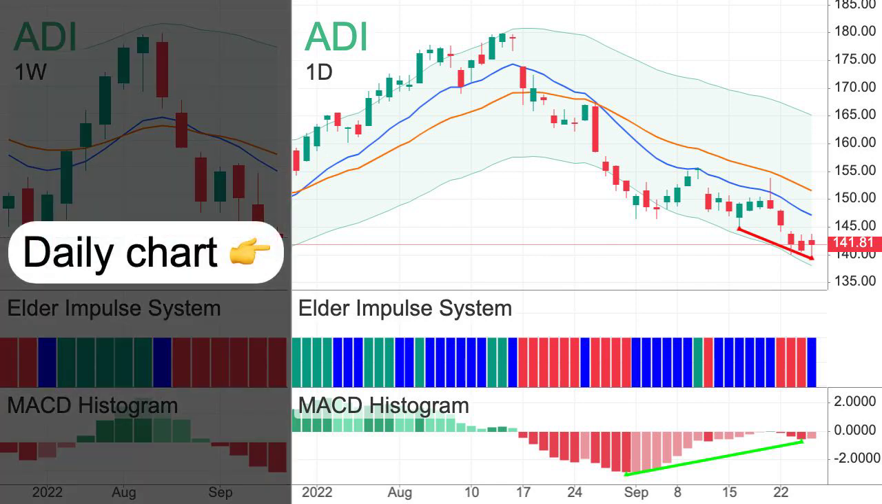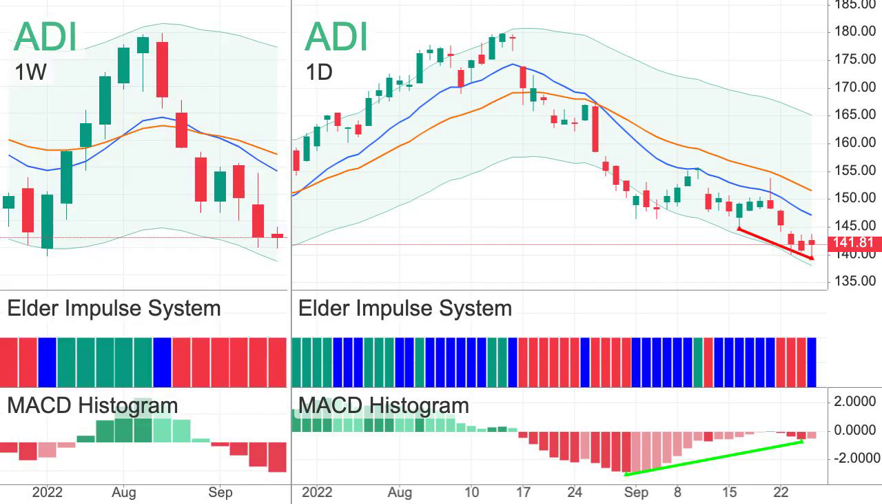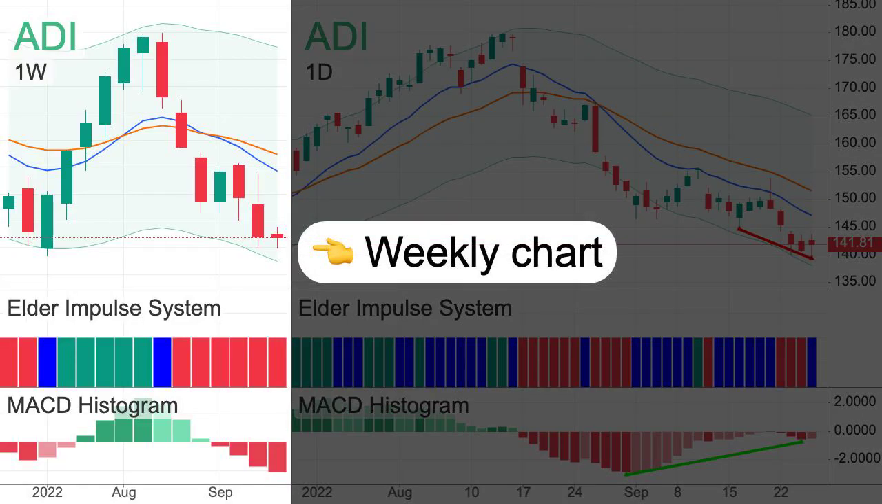On the right side of the screen there are a price chart, an Elder impulse system and a MACD histogram chart on the daily range. On the left side of the screen there are the same charts on the weekly range.